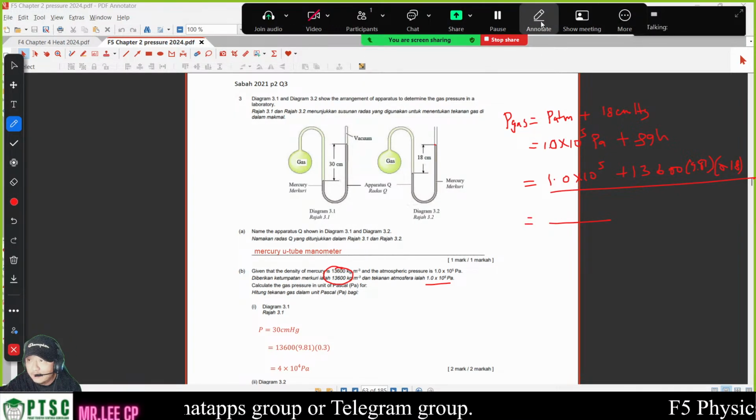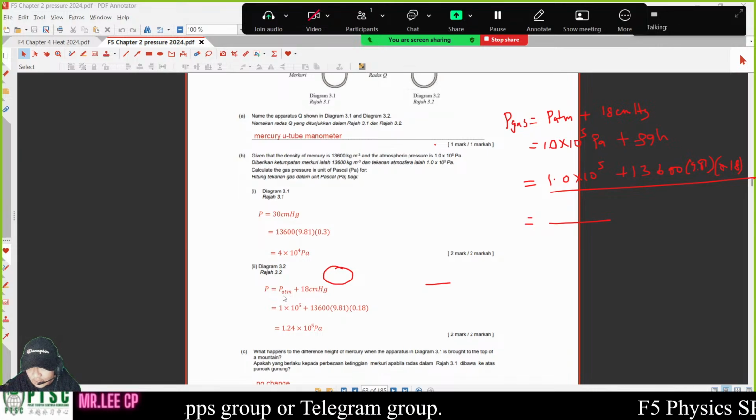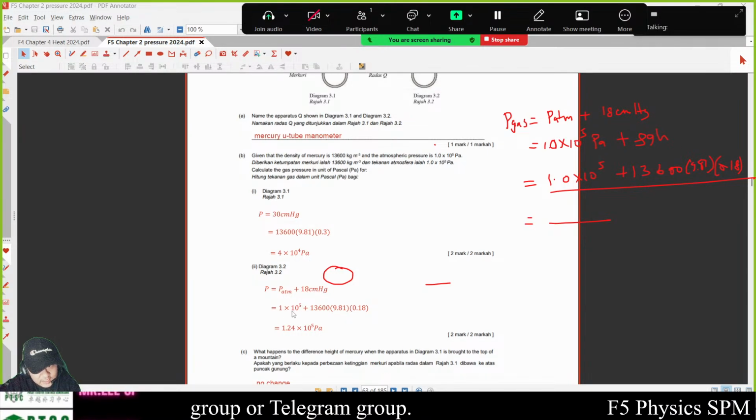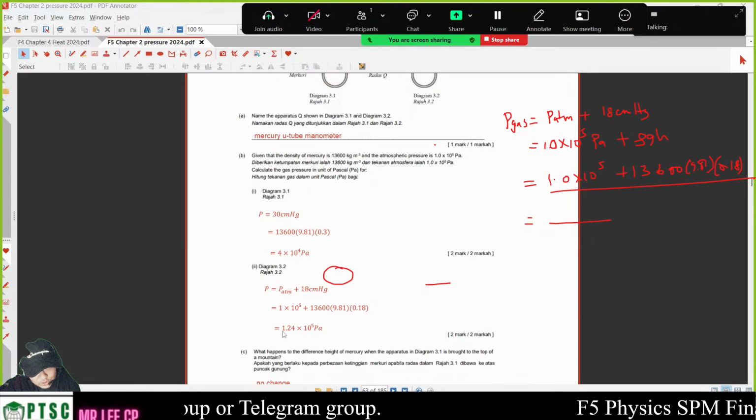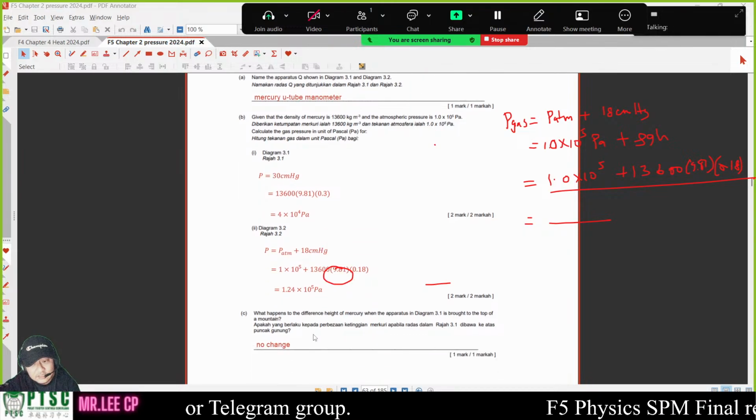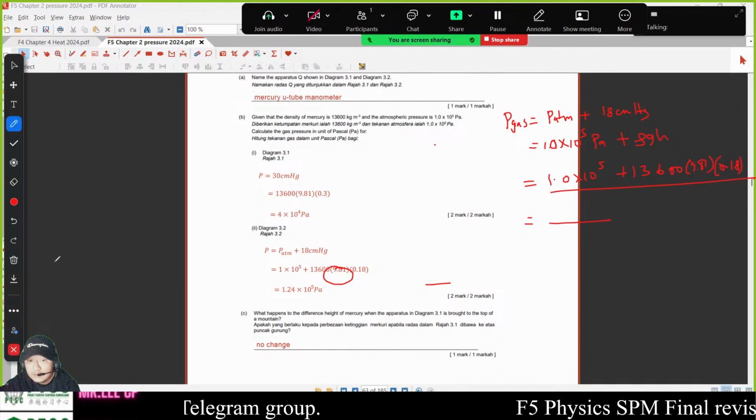I am not doing it. So atmospheric pressure 1 times 10 power 5, plus rho gh, and then you get this. Make sure you know.